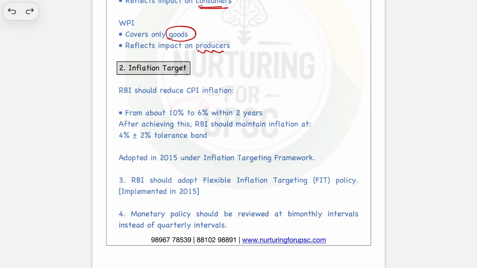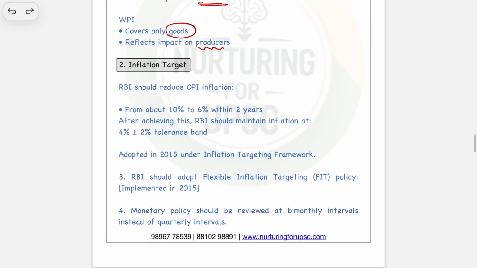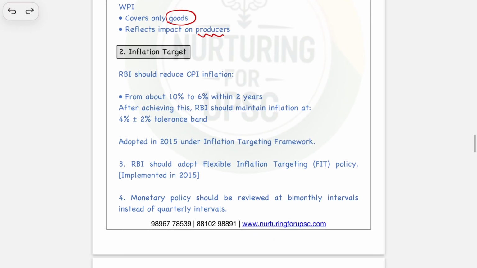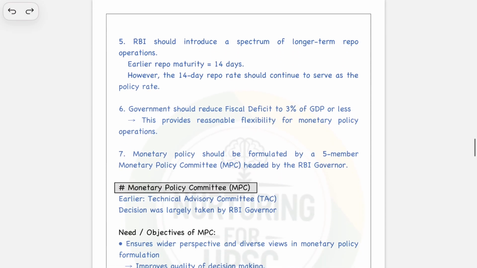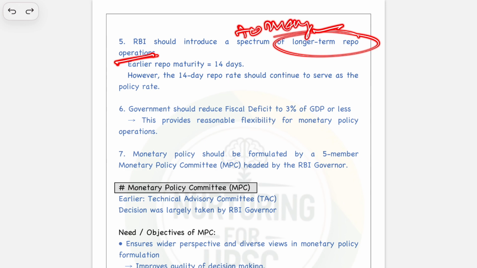They also said that RBI should adopt a flexible inflation targeting policy, given with respect to the tolerance band. Also, monetary policy should be reviewed at bi-monthly intervals instead of quarterly intervals. Before that there was a quarterly intervention, and there wasn't any specific mandate for it, but with the recommendations they advocated for a mandate, which was a landmark shift in inflation management. They also advocated the introduction of a spectrum of long-term repo operations to manage liquidity. I'll be discussing these long-term operations today itself.